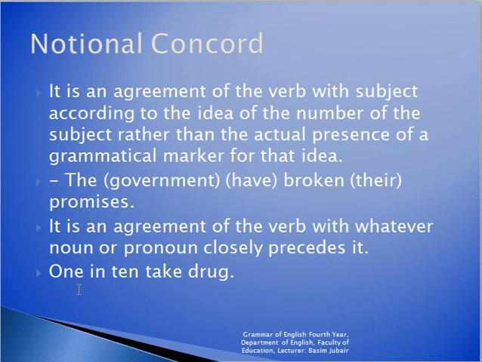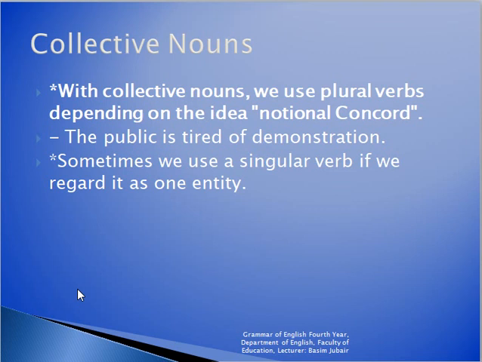Sometimes we say Ahmed and I go. Sometimes you say Ali and she goes. Why? Because she takes goes, forgetting about Ali. Ahmed and I are both plural. And this is called as well one of the types of notional concord. Collective nouns, as we just said, we use plural verbs with collective nouns depending on the idea. We just explained this. Again, the notional concord deals with the collective nouns.